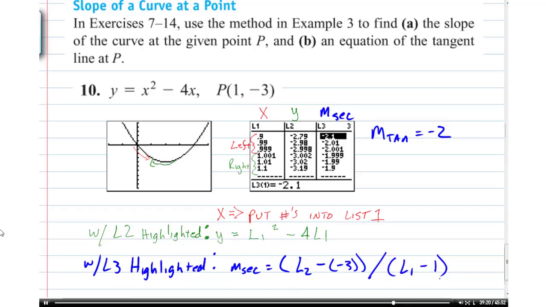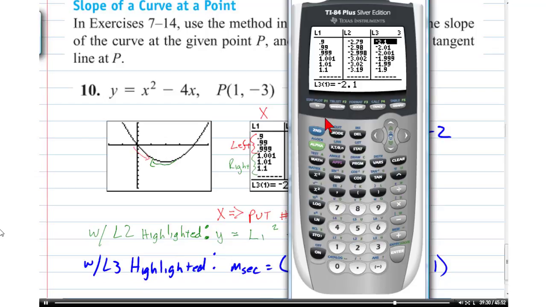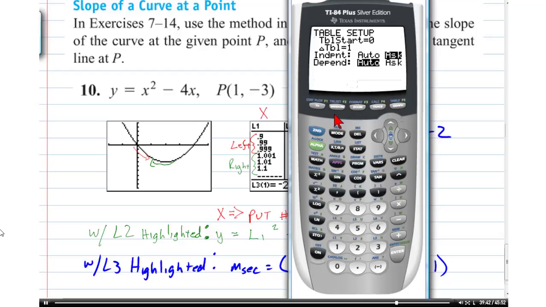This is kind of like going way back, but when you're on the table, how do you get the x values to be like 0.999? Okay, let me go back to the calculator, because that question's come up twice now. If you go to second table set, which is right above the window, then for your independent variable, highlight ask, and it lets you put in the numbers.